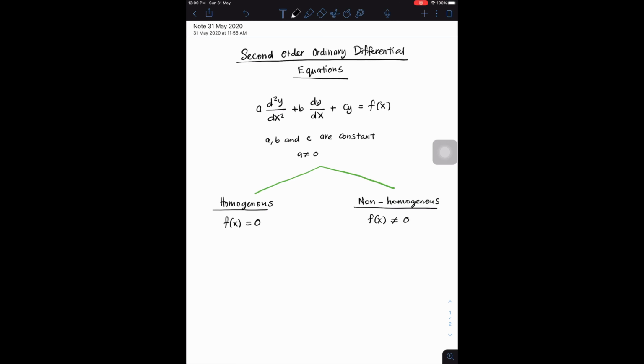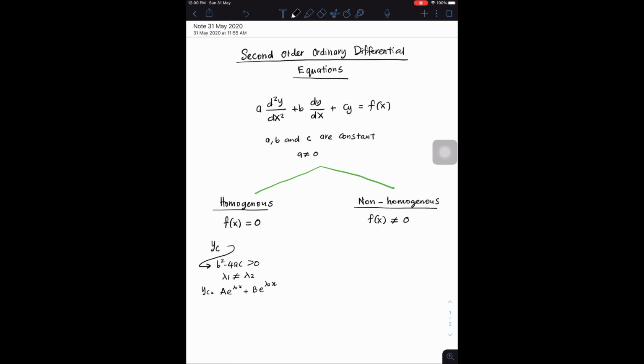So we have learned how to solve our homogeneous second order ordinary differential equations, where we can find the general solution to our ODE, yc, and yc is divided into three cases. The first case is when b² minus 4ac is greater than 0, where you will have two distinct real roots, where lambda 1 is not equal to lambda 2. So you will have your general solution yc equal to a e^(lambda 1 x) plus b e^(lambda 2 x).